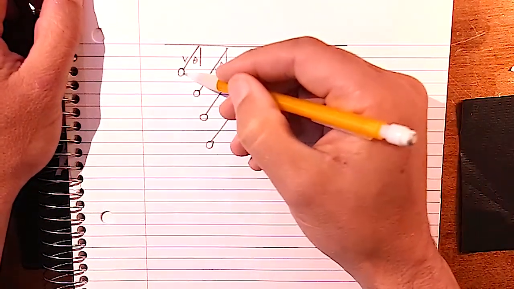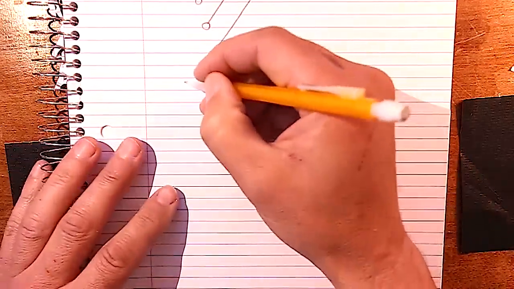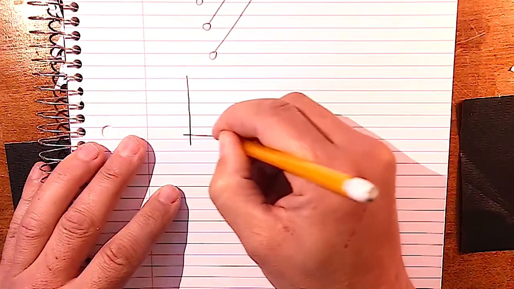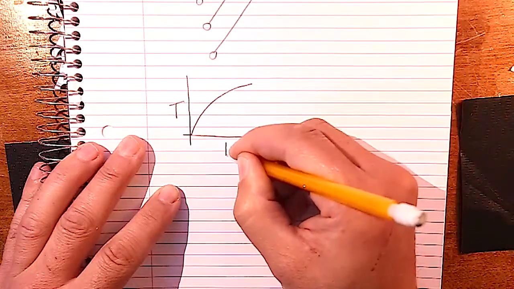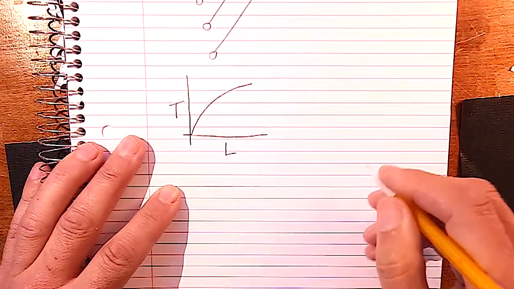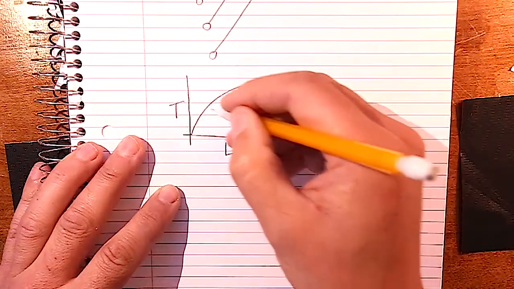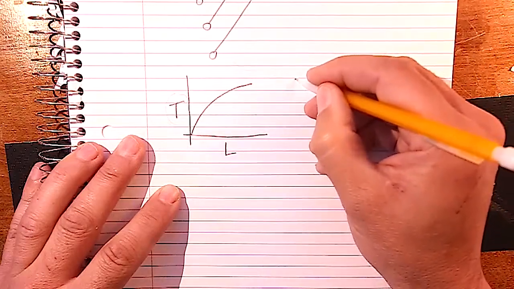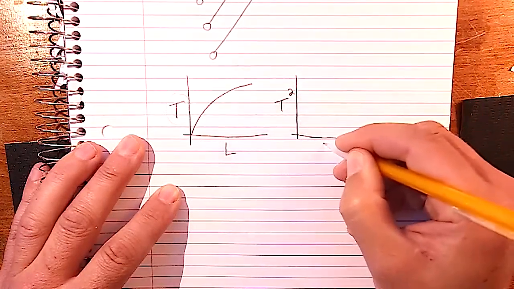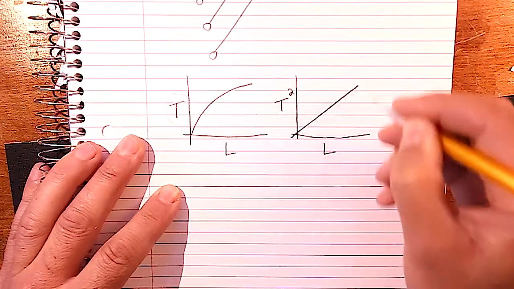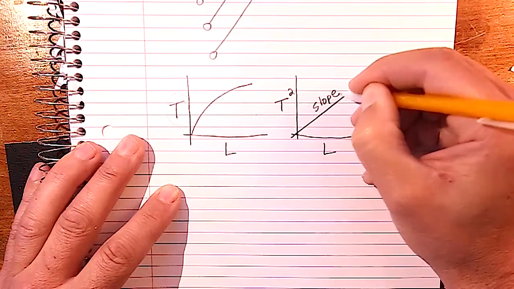Now, if you collect data for a whole bunch of different lengths, what you'll find is that you get a graph that looks like this. Well, how can we analyze the slope of this line? Well, a good guess is to see if this relationship becomes linear when we square the period. And if you do that, you end up with a linear relationship. So what's that value? What's that constant? Well, that value is going to be the slope.